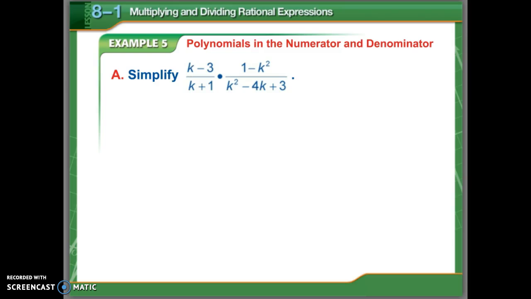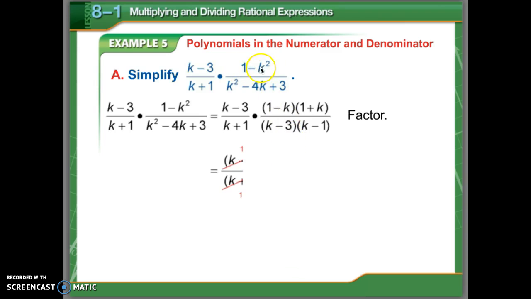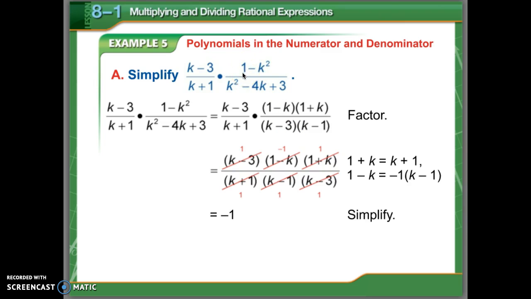All right, example 5. We have another multiplication problem, but this one is a little bit more complicated because we're going to need to factor the term in the numerator here and the term in the denominator here. So when I see 1 minus k squared, this is a difference of squares. 1 is a perfect square, k squared is a perfect square. So it's 1 minus k, 1 plus k, what we have right here. And k squared minus 4k plus 3, we're looking for two numbers that multiply to 3 and add to negative 4. Those would be negative 3 and negative 1.